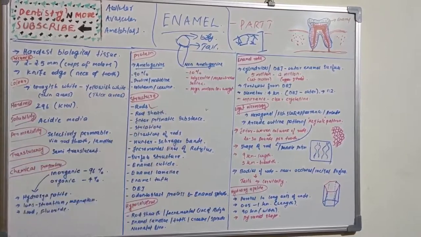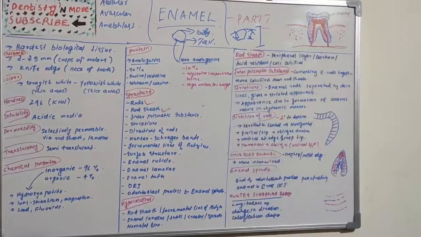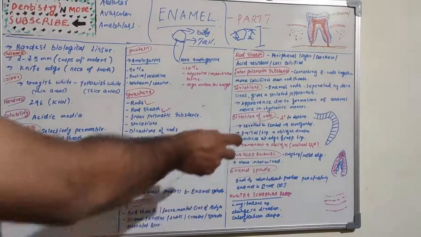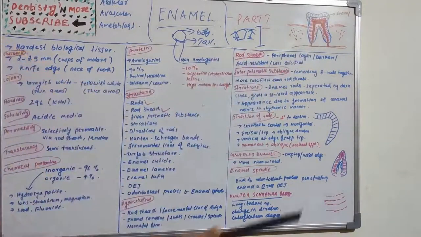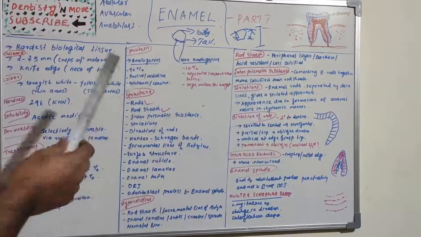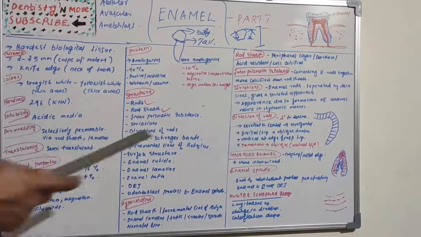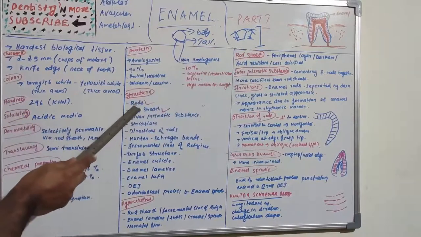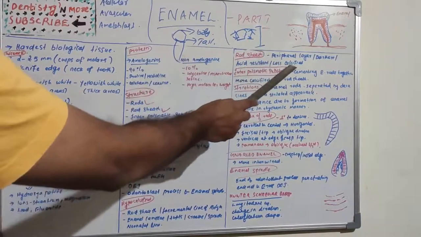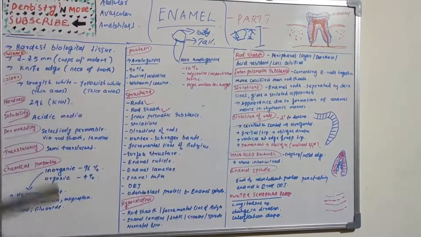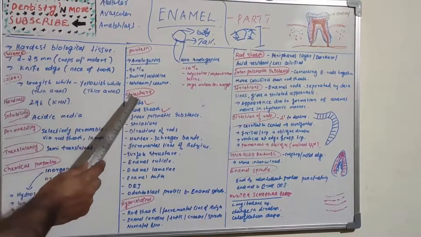Now let's see about rod sheath. The next structure is rod sheath, which is a thin peripheral layer which is darker than the enamel rods, and which is less calcified, with more organic content. Because of this reason, it is more acid resistant than the enamel rods, because it has less calcification or more organic content than the rods.